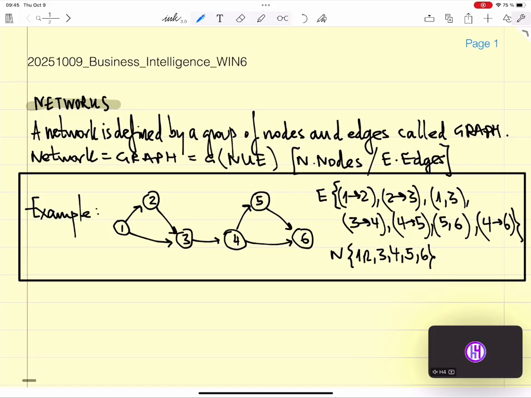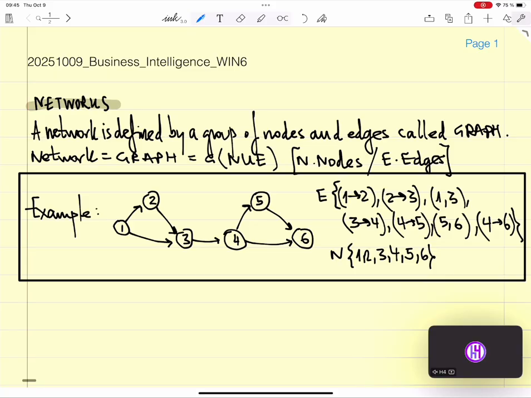Wait a second. A graph is a set of nodes and edges. Please close the door. Wait a second. I'll find my notes here.